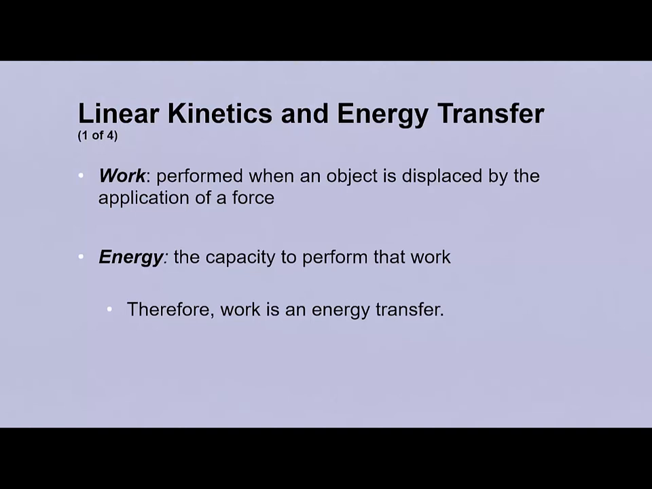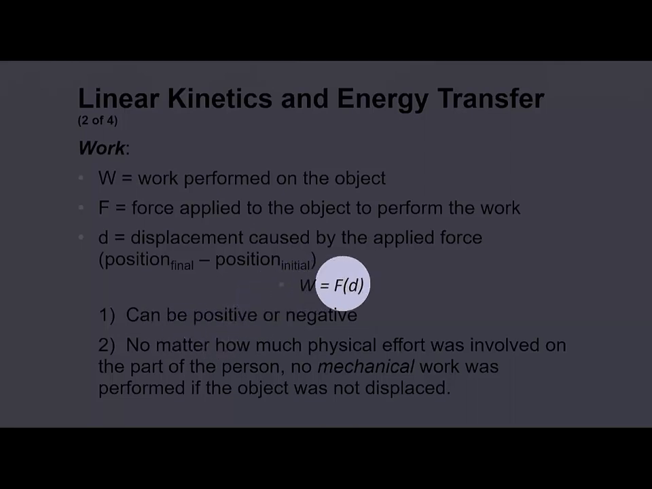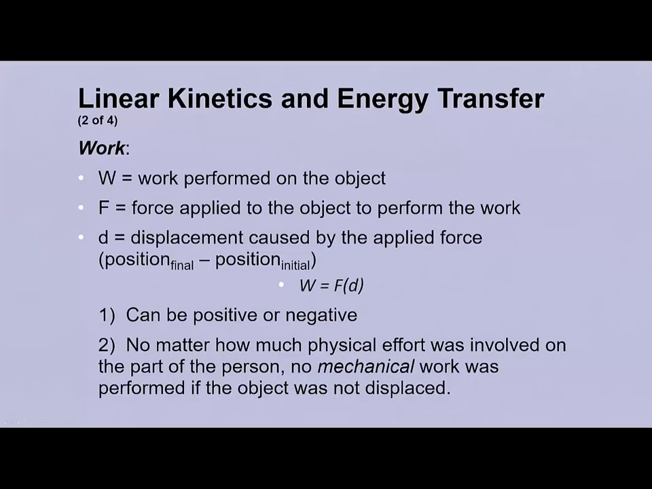So the change in energy is what's known as work. So work is performed when an object moves or displaces due to an application of force. The capacity to perform that work is known as energy. So work is a transfer or a change of energy, and that's governed by this nice simple equation here, where work is equal to the product of the force of application and displacement. If you recall, displacement is simply the change in position. That's the final position minus the initial position. So therefore, no work is performed if displacement is zero.